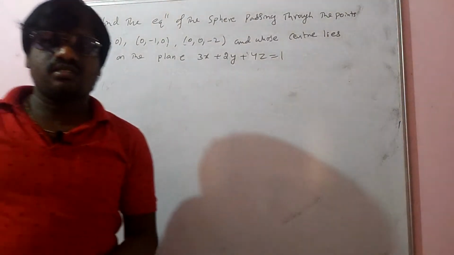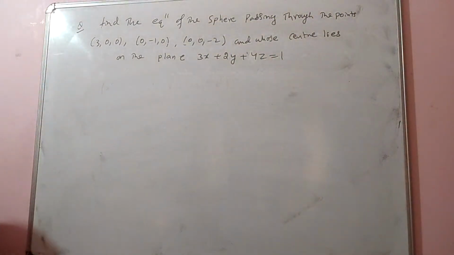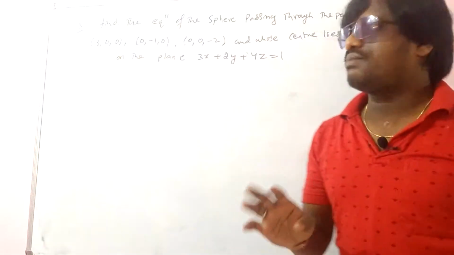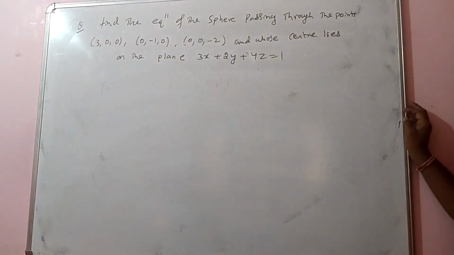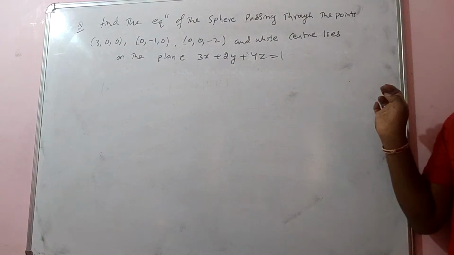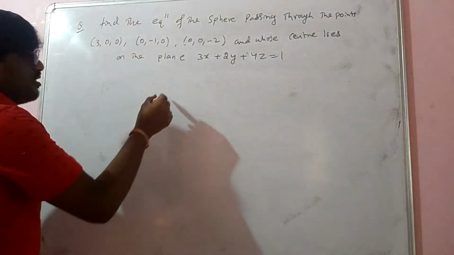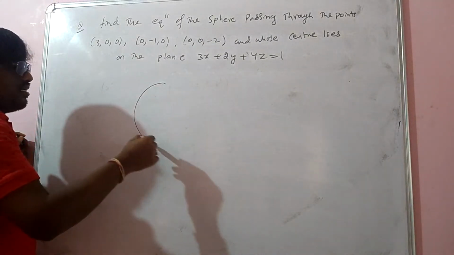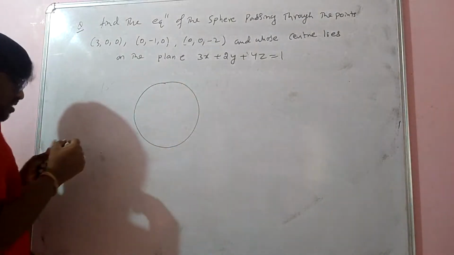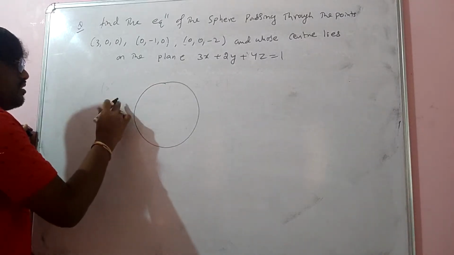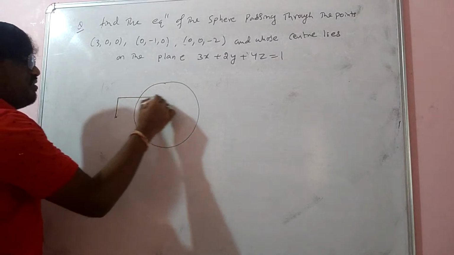Very simple question, correct? It is an important question and a simple question. What is the question? Find the equation of the sphere passing through the points. I'll explain it, I'll tell you with one graph and you will understand. There is a sphere. This is the sphere. And you have a plane.